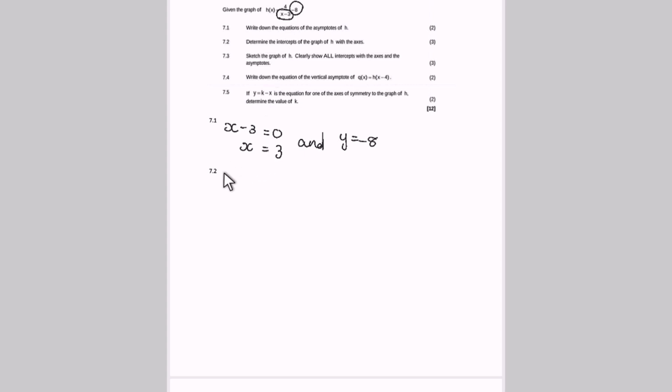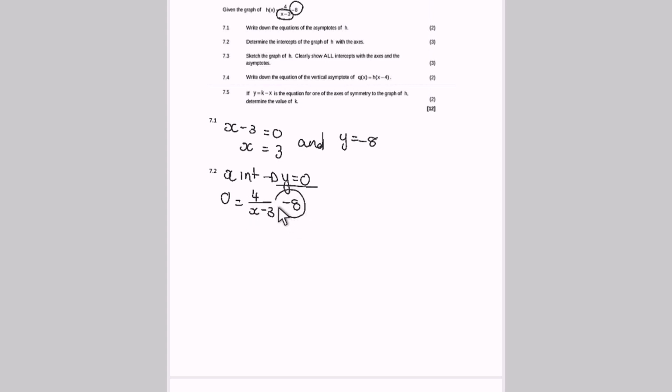7.2 says determine the intercepts of the graph of h with the axes. There are two possible intercepts. We'll start with the x-intercept, which is y = 0. Therefore, we're going to take this y = 0 and substitute it into the h(x) equation. We're going to have 0 in place of the y, so 0 = 4/(x - 3) - 8.